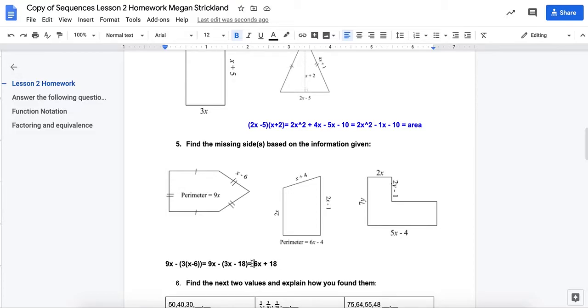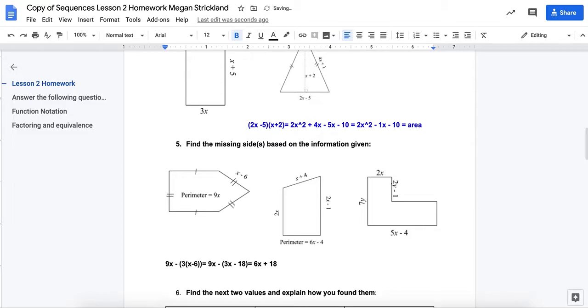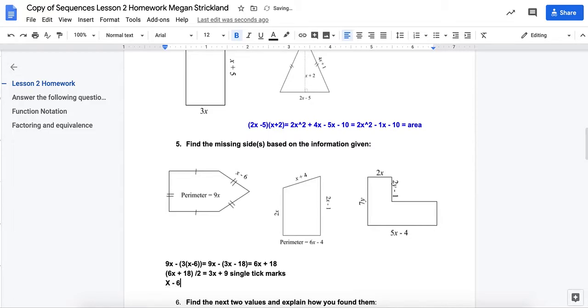So if both of them together are 6x plus 18, what I can do is take 6x plus 18 and divide it by 2. So 6x plus 18 divided by 2 will equal 3x plus 9. These are the single tick marks, and we know that x minus 6 are the double tick marks. So I am just writing down what each of the sides are: 3x plus 9 are the single tick marks, and x minus 6 are the double tick marks.